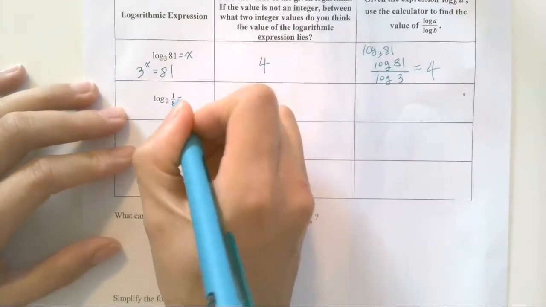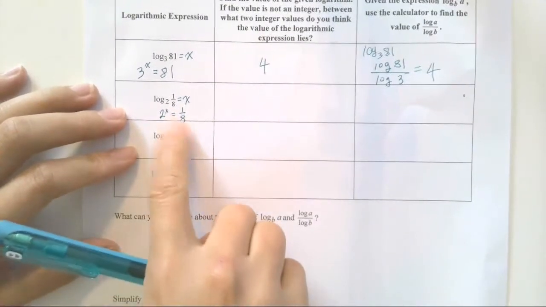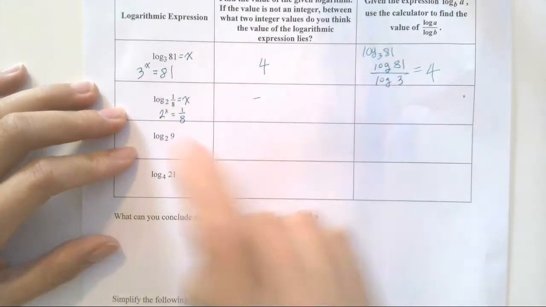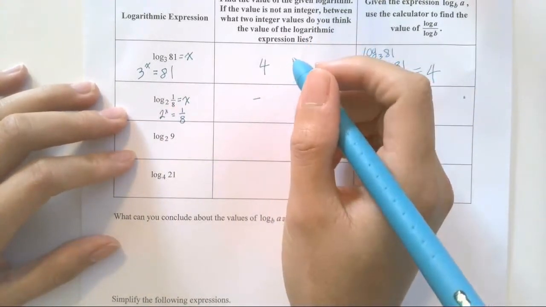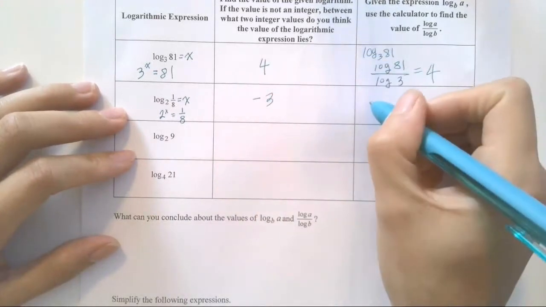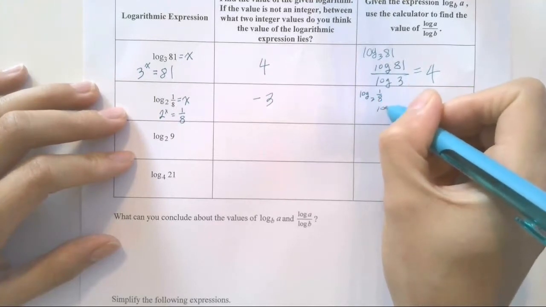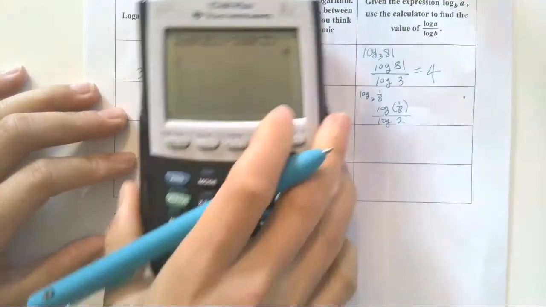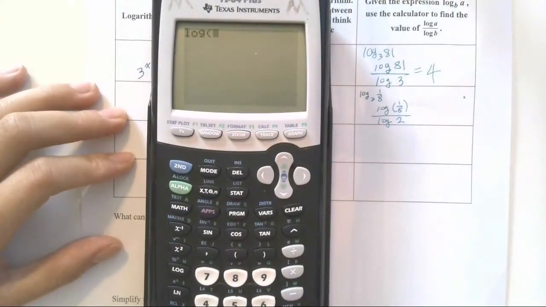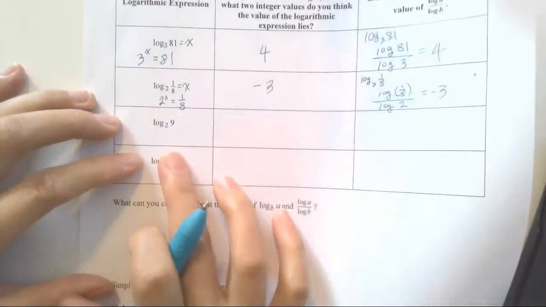This one, equal to x. 2 to the x power is equal to 1/8. 2 to the what, notice it got flipped over, so it's a negative exponent. 2 to the what power gives me 8? Third power, so the answer is negative 3. Now let's plug it in. It's asking log of the argument 1/8 over log of the base 2. So we're going to plug that in my calculator. Log of 1/8 divided by log of 2. I got negative 3.